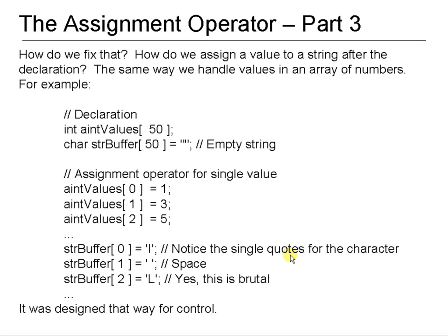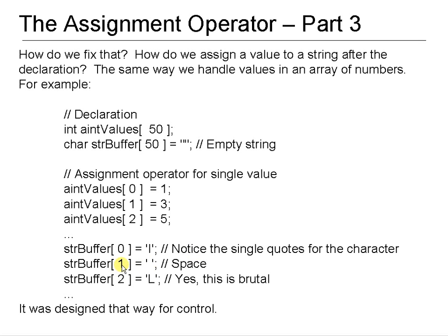So if I want to put values in my array of numbers, I say the array, and then I give an index, and then I set a value. I say the array, and then an index and a value. For string, I say string, element, and then value. Now notice that the letter is in single quotes. Whenever you want to enter a character value, you have to enclose it in single quotes. Single quotes are for characters, double quotes are for strings.